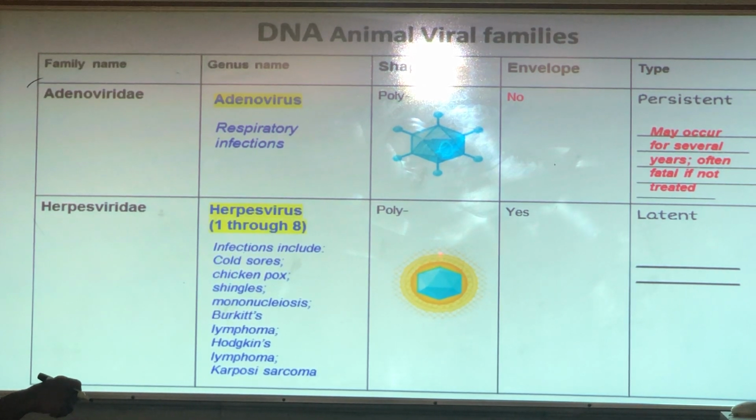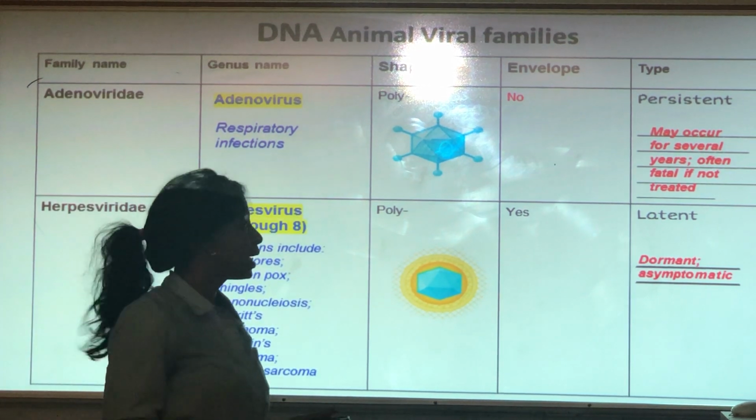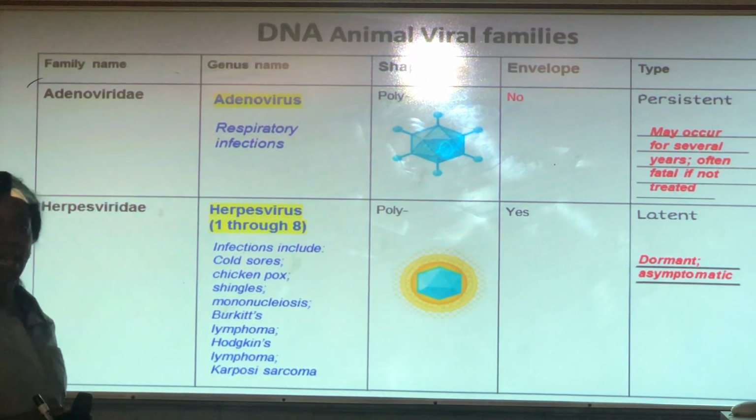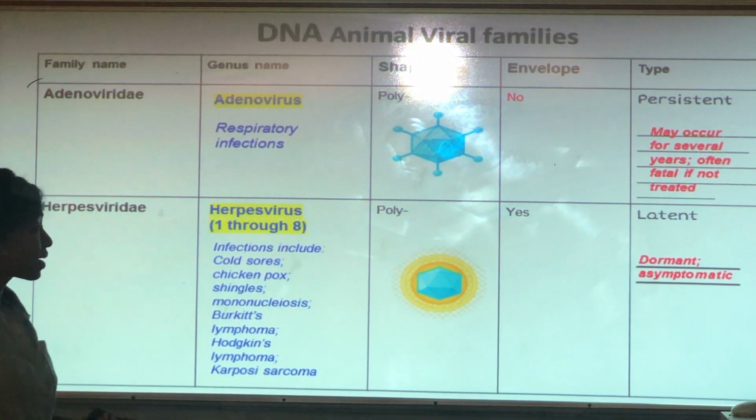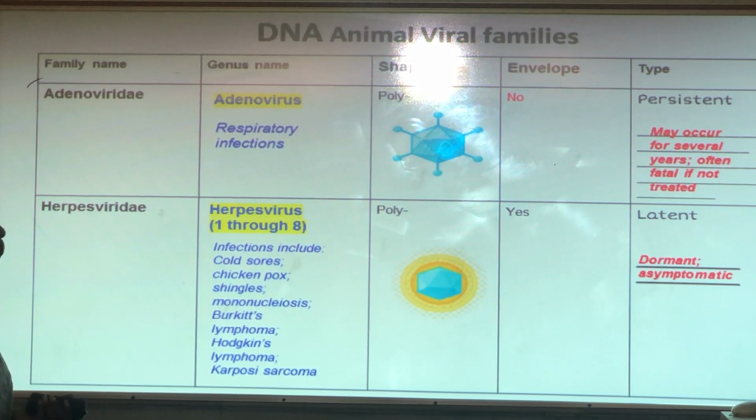These are envelope viruses, right? So the yellow, remember, means envelope, and oftentimes they are latent, right? Latent means that they remain in the body. Some of them are dormant and asymptomatic for a period of time, where you wouldn't notice that they're present in the body, but then they can reappear, and the signs and symptoms reappear once the virus comes out of its dormancy.